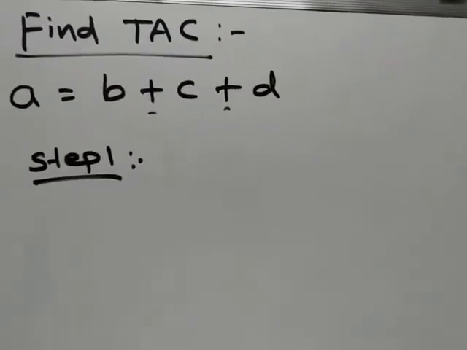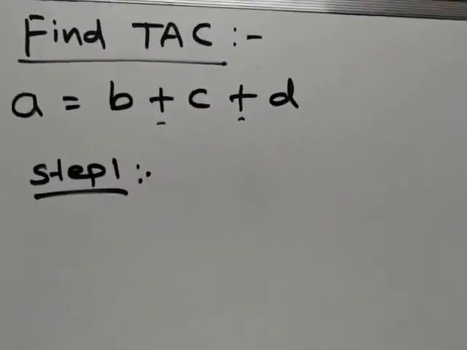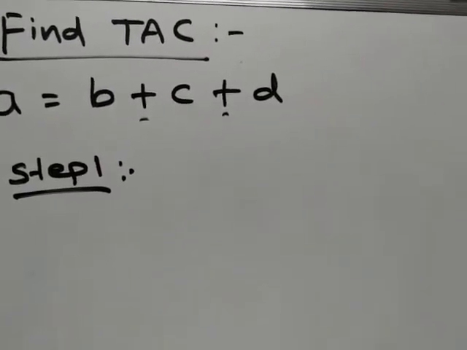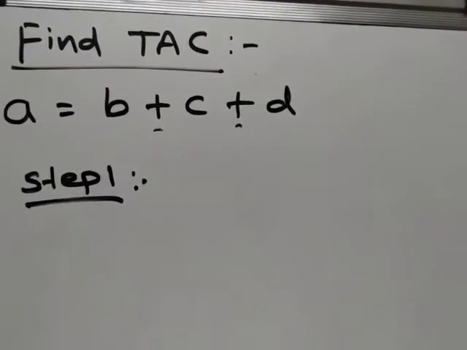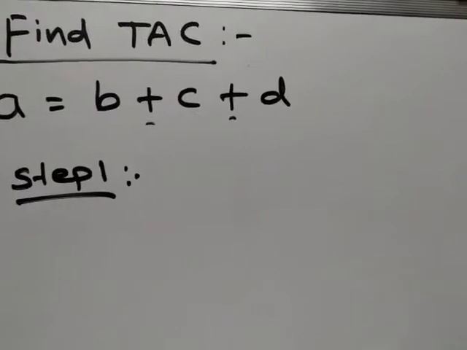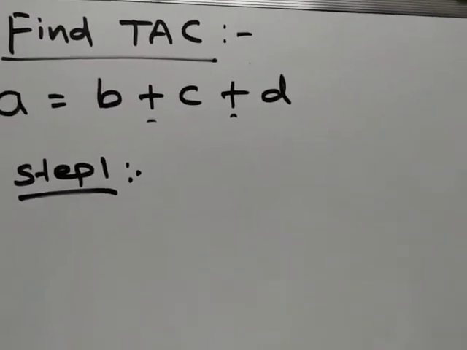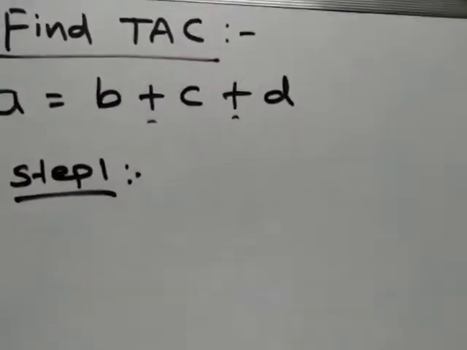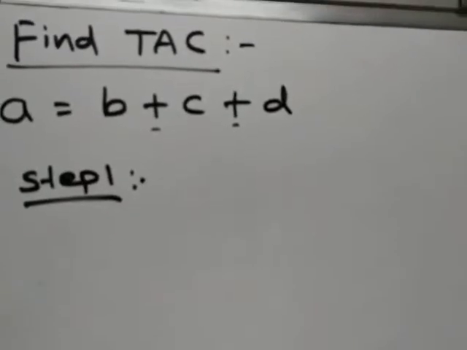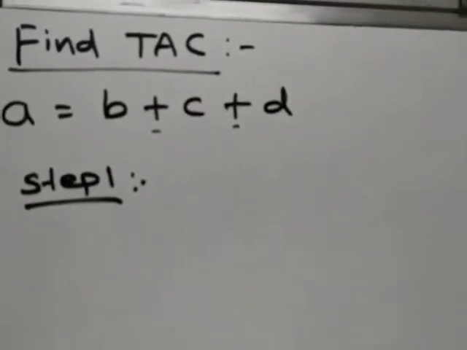So there is no case of any higher precedence. Both are equal operators, but the precedence is decided from left to right. So they are left associative operators. So the leftmost plus will be evaluated first, and then the rightmost. So we will be finding the three address code for this.